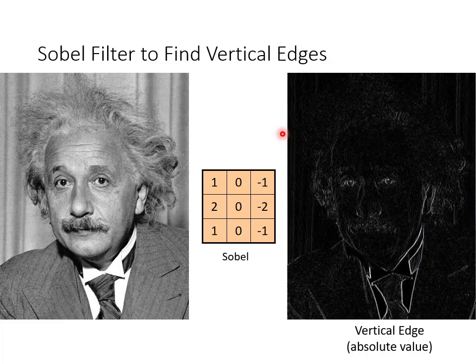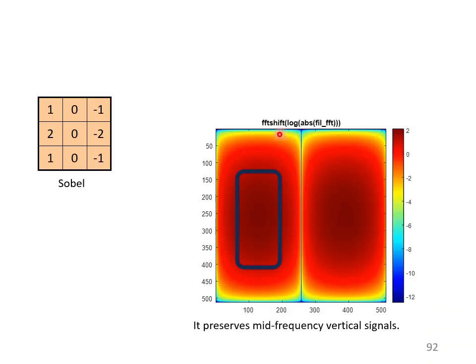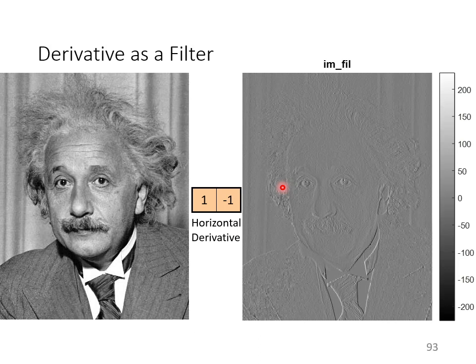Let's see another Sobel filter, but this time it is used to detect the vertical edge, and we get this fast Fourier transform result. Again, I highlight this region because the filter preserves most vertical signals. How about the derivative filter?